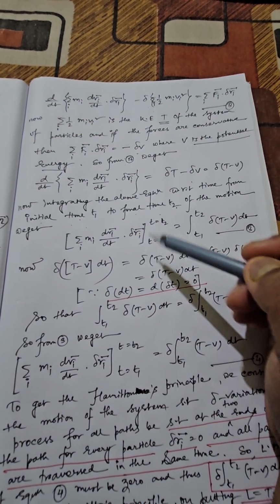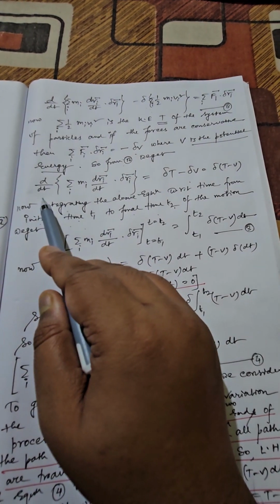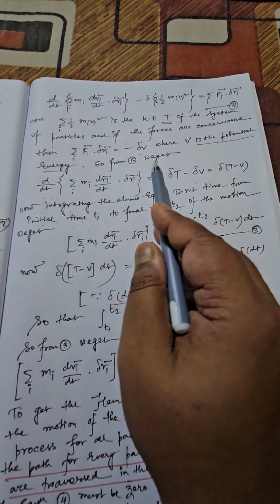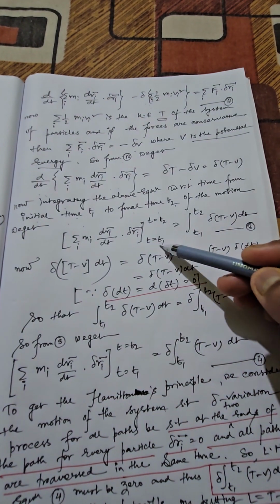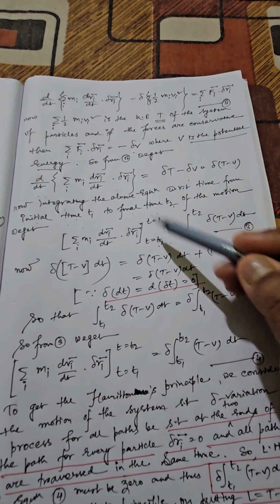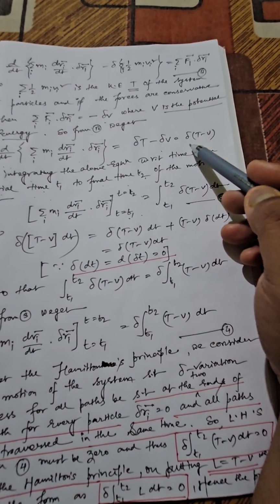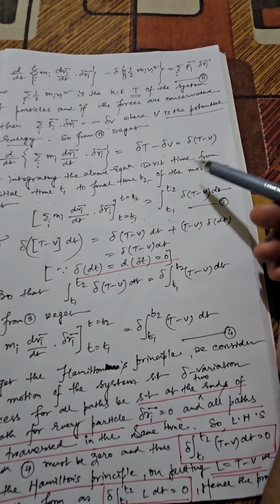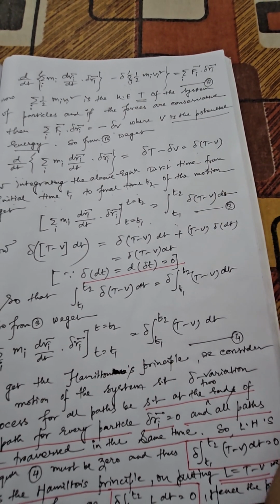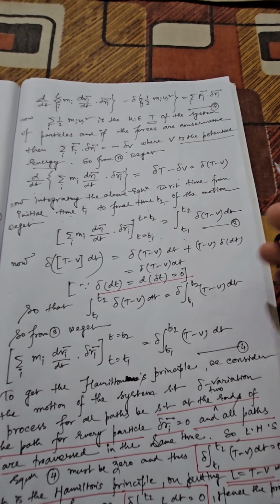Now after integration you will get what? You can see here d/dt is there. So after integration, simply this entire expression will occur from t equals t1 to t equals t2. You need to evaluate. On the right hand side, integration taken over t1 to t2, del of T minus V dt will appear. So this is equation number 3.